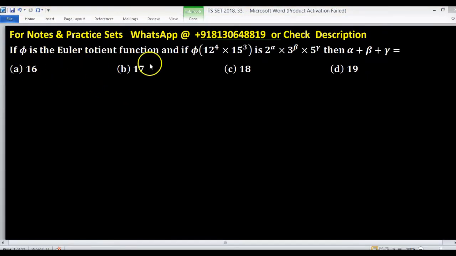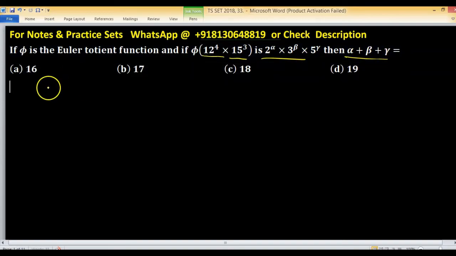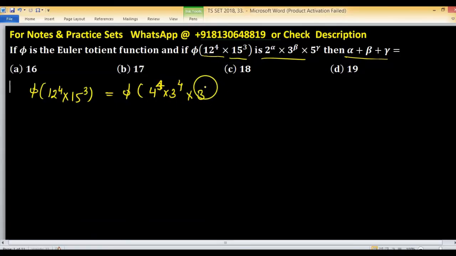If phi is the Euler totient function, and the value of phi of 12 raised to the power 4 into 15 raised to the power 3 is this, then we have to find the sum of alpha, beta and gamma. So phi of 12 raised to the power 4 into 15 raised to the power 3 can be written as phi of 4 raised to the power 3 into 3 raised to the power 4, raised to the power 4, into 3 raised to the power 3 into 5 raised to the power 3.